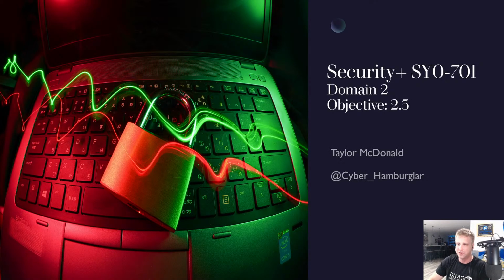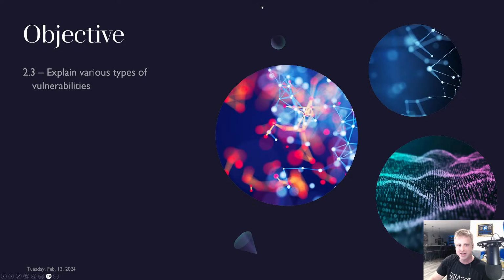So we'll be covering Domain 2, Objective 2.3 tonight for Security Plus SY0-701. The objective tonight is to explain various types of vulnerabilities. So we're just going to cover the vulnerabilities themselves. We're going to put all of the how to remediate the vulnerabilities or how to protect against them in another lesson that'll be 2.4. Then either Thursday or next week we will shift into 2.4 and piece all this together, to give you a full picture.